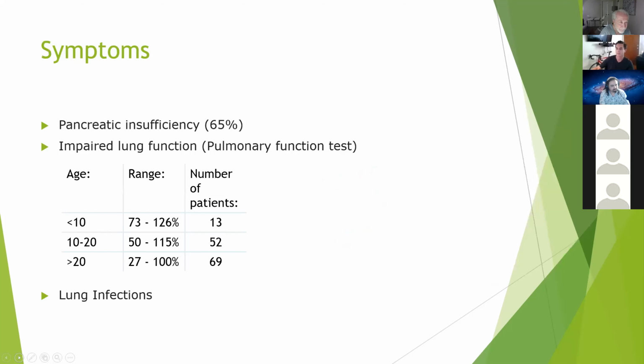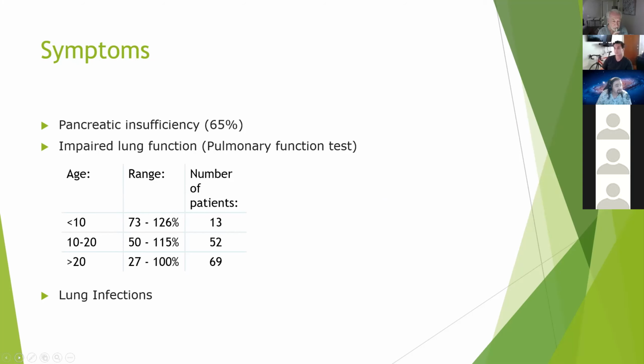Going on to our symptoms. Out of 515 patients in the cystic fibrosis database, about 257 or 65% of them are pancreatic insufficient. The pancreas is unable to produce or transport enzymes that break down food in the intestines. Patients would need to supplement pancreatic enzymes to replace the enzymes their bodies cannot produce naturally.